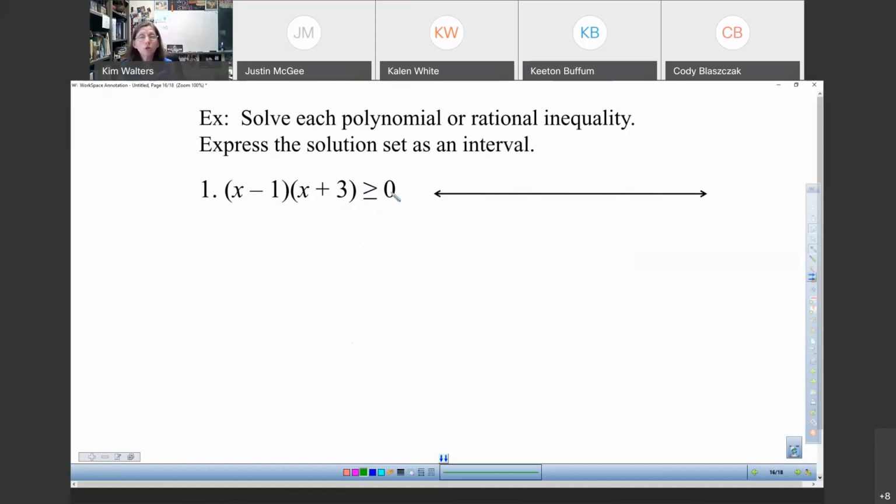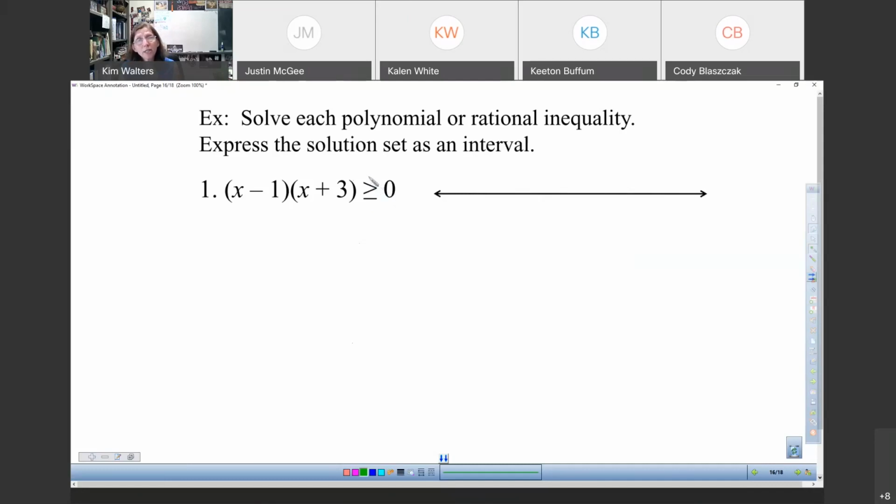So what I want you to do right now is write on your paper, does greater than or equal to 0 mean positive or does it mean negative? You don't have to tell me, I just want you to write it. Greater than or equal to 0, is that going to be positive or negative? Okay, so now I'm going to tell you, I hope you wrote down positive.